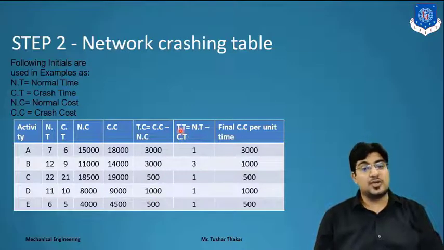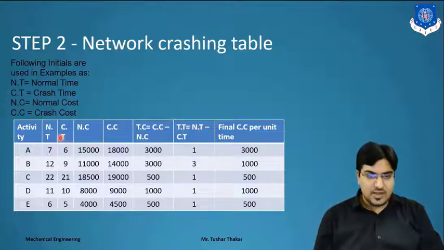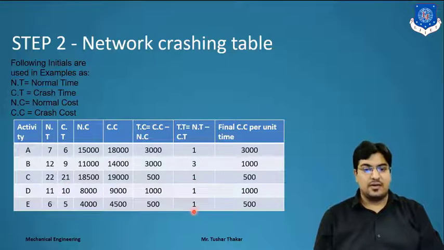Now we calculate the total time. So the total time is the normal time minus crash time. So here 7 minus 6 we get 1, 12 minus 9 we get 3, 22 minus 21 we get 1, and up to the last activity we get 1, right?